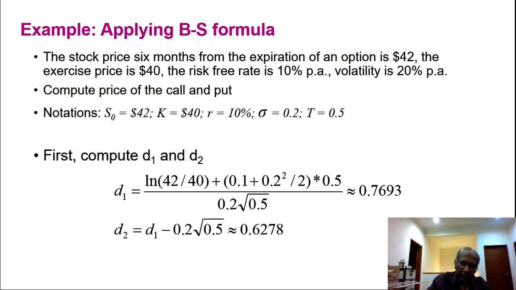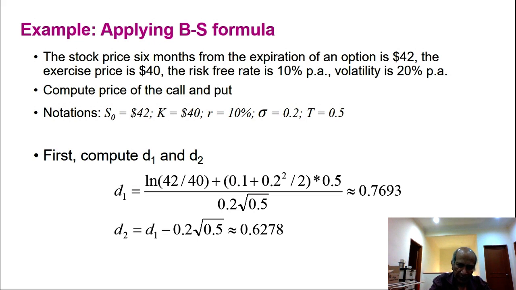Try to use your calculator and compute this till you get 0.7693. This is D1, not ND1, D1. So once you got the 0.7693, you can use that to minus 0.2 times the square root of 0.5. You will get 0.6278, that is D2. So successfully you have computed D1 and D2.